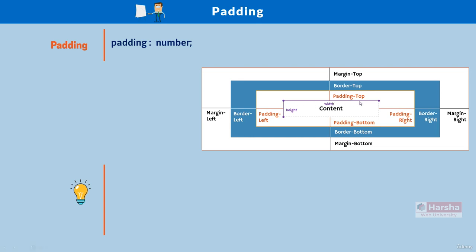Assume this is the actual content of your paragraph or span tag or div tag. This is the width of the element and this is the height of the element, and this is the border surrounding it. So the space between the border and content is called padding. So this is padding top, this is padding right, padding bottom and padding left.